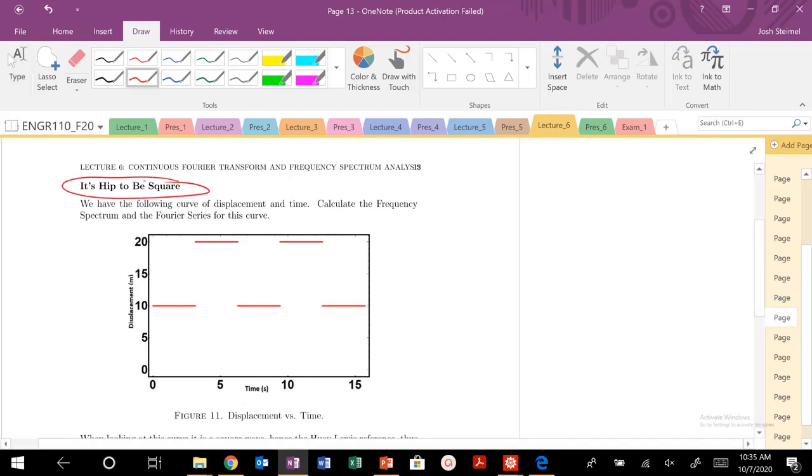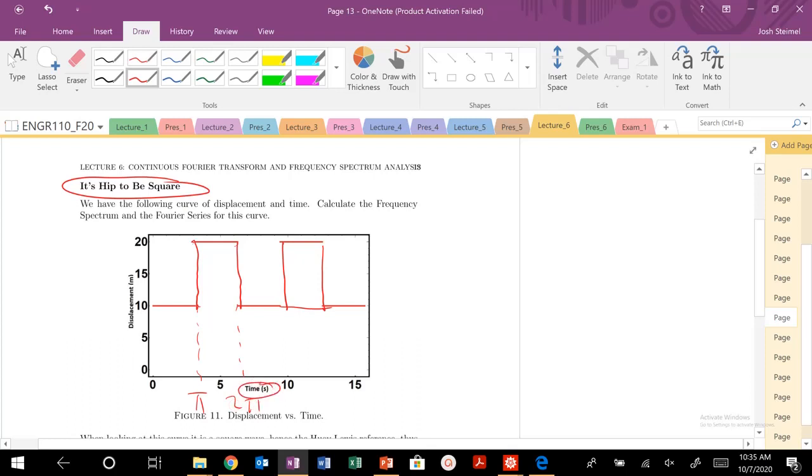Let's do our first example of continuous Fourier transforms. It's hip to be square. Plotting vertical lines in mathematics is not easy, so I'm just going to draw this in. So we have a square wave here. It goes from 0 to pi, 0 to 2 pi. We have time in seconds right here.